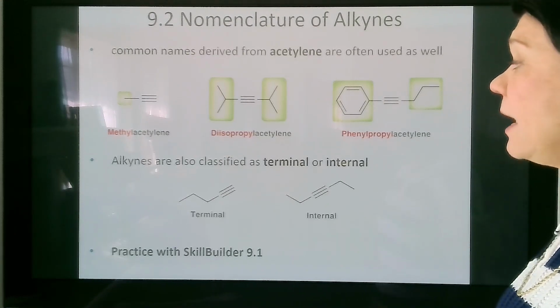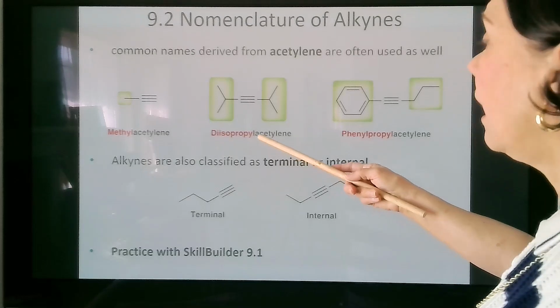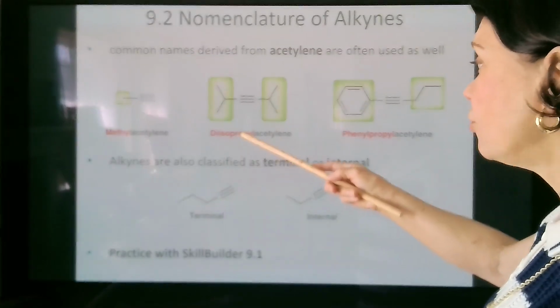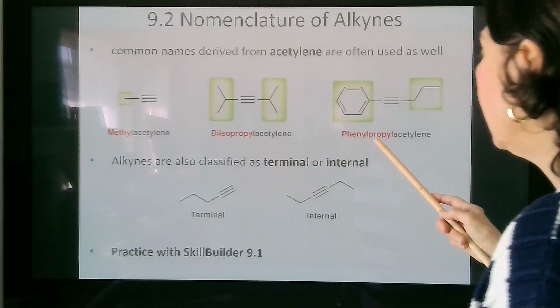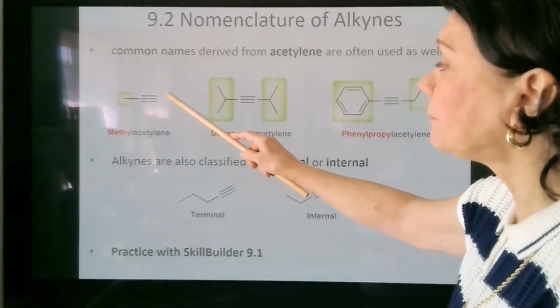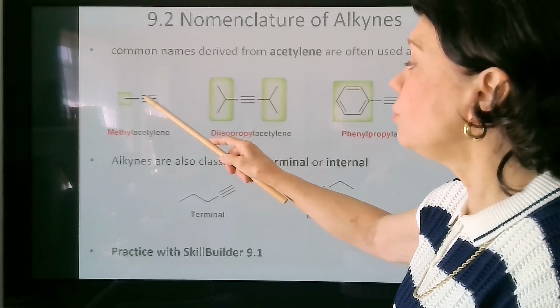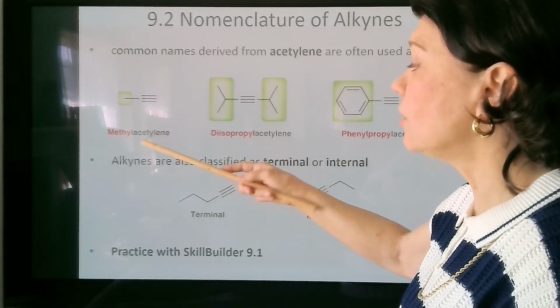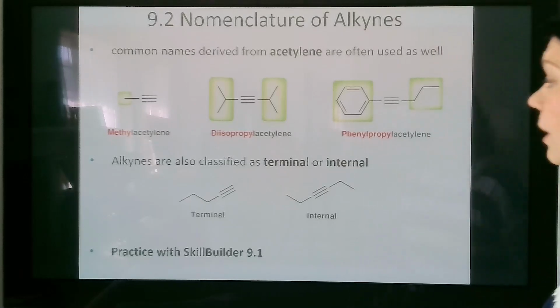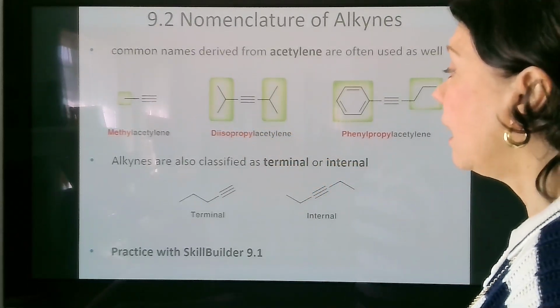Now, common names: methylacetylene, diisopropyl acetylene, phenylpropyl acetylene. So ethyne, indicating 2 carbon atoms and a triple bond, is also acetylene. And you can, this is the common name system.